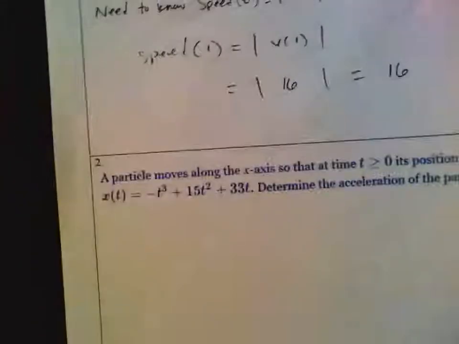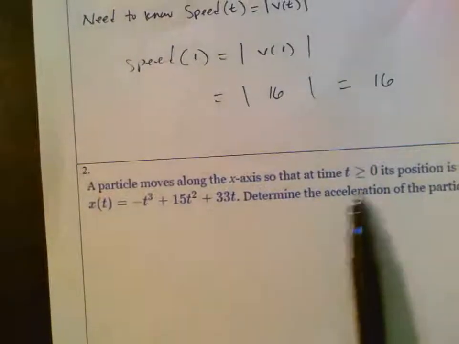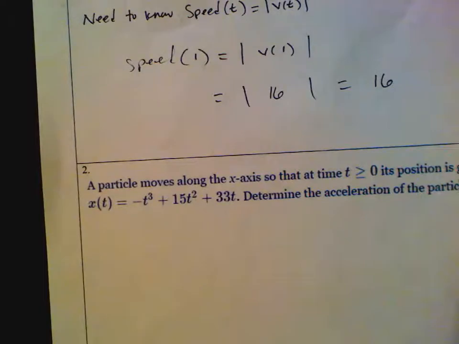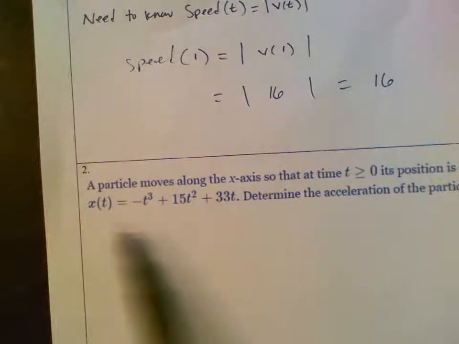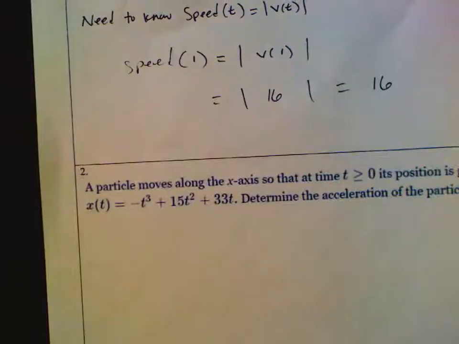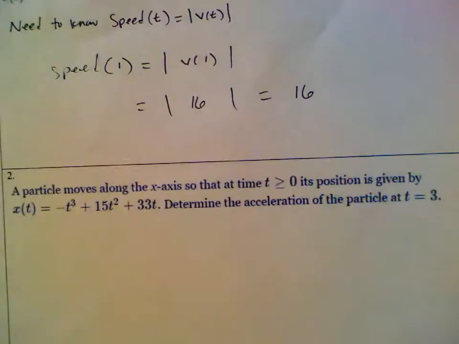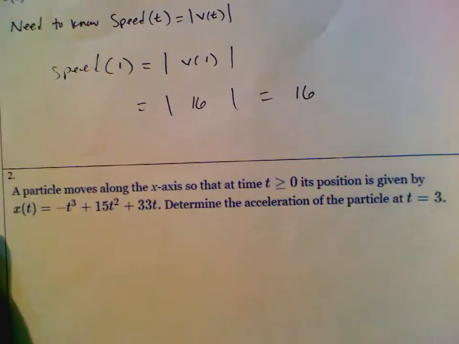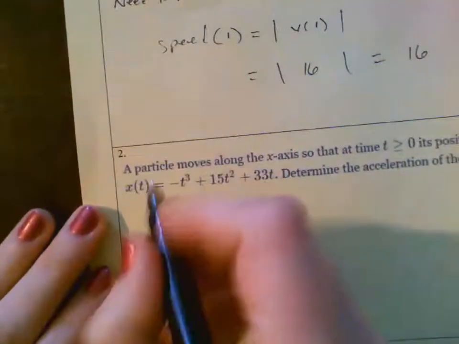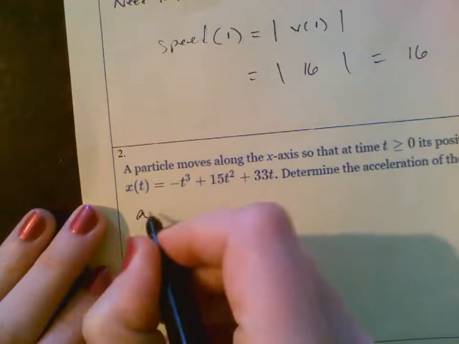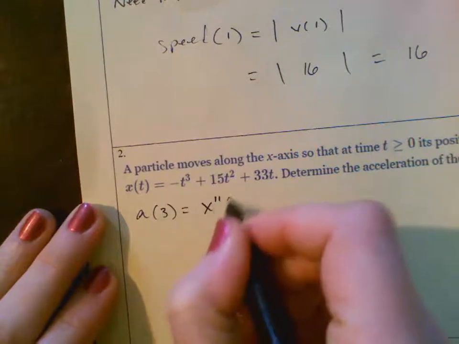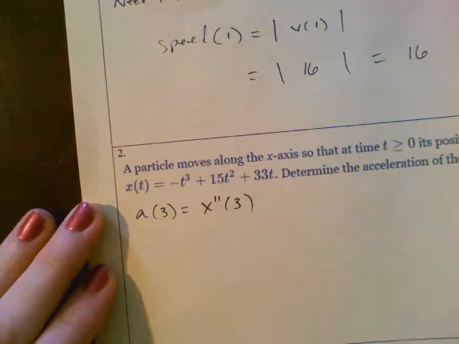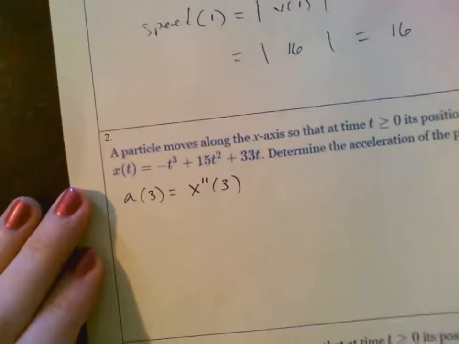This next one: a particle moves along the x-axis. Basically the same situation every time. This is not velocity, this is the particle's position. Determine the acceleration of the particle at t equals 3. Acceleration is the second derivative, so you need to know that. The acceleration at 3 is the second derivative of x at 3.